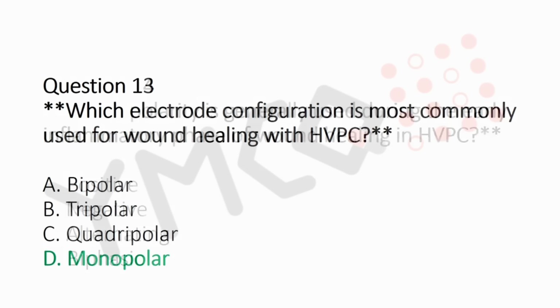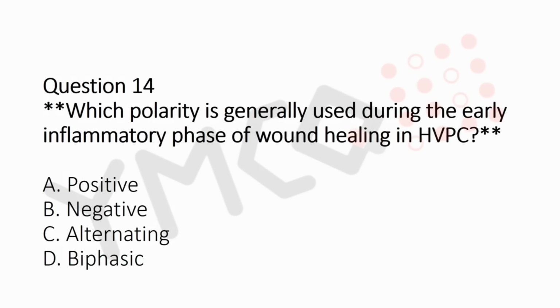Now let's move to question number 14. Which polarity is generally used during the early inflammatory phase of wound healing in HVPC? Option A, positive. Option B, negative. Option C, alternating. Option D, biphasic. And the answer is option B, negative.